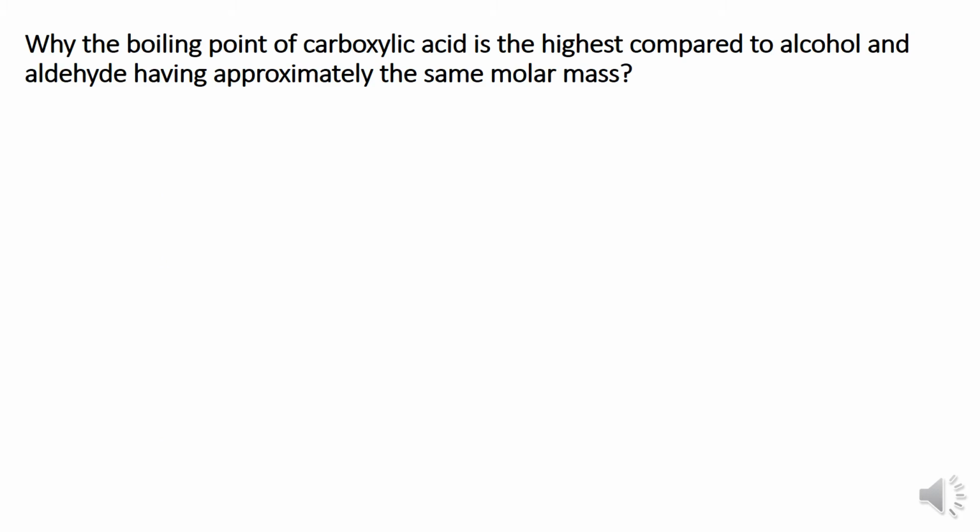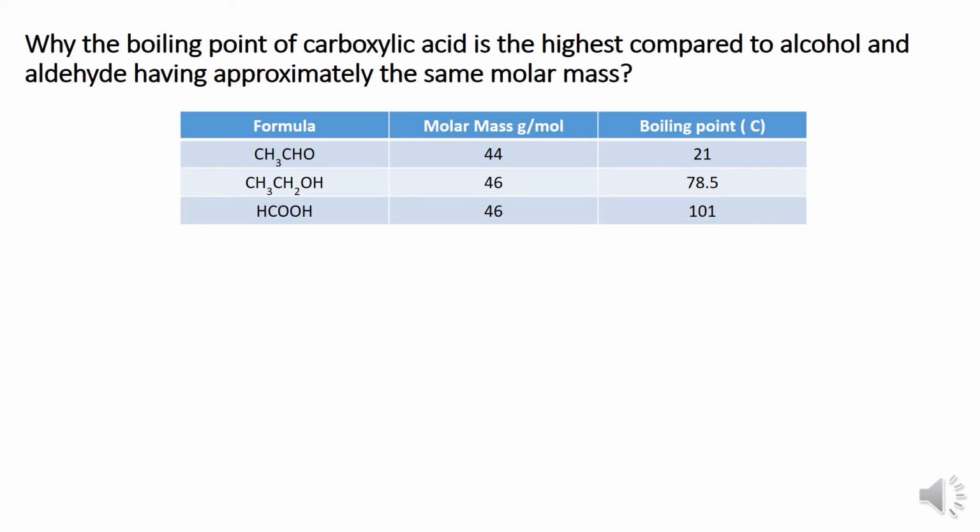Now the question: why is the boiling point of a carboxylic acid the highest compared to an alcohol and an aldehyde having approximately the same molar mass? Let us take the data given here: ethanal, having the molar mass 44 grams per mole, its boiling point is 21 degrees. Ethanol, having approximately the same molar mass, 46 grams per mole, its boiling point is higher than ethanal, while methanoic acid, having the same molar mass, has the highest boiling point.